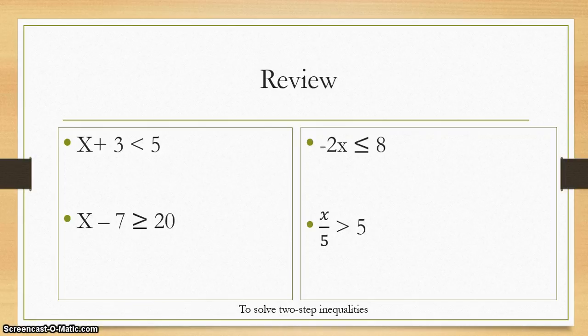On the left-hand side, we have a variable that is added or subtracted to a number, so we will solve it by adding the opposite and then maintaining balance on both sides of the inequality sign. On the right-hand side, we have variables that are being either multiplied or divided by a coefficient.